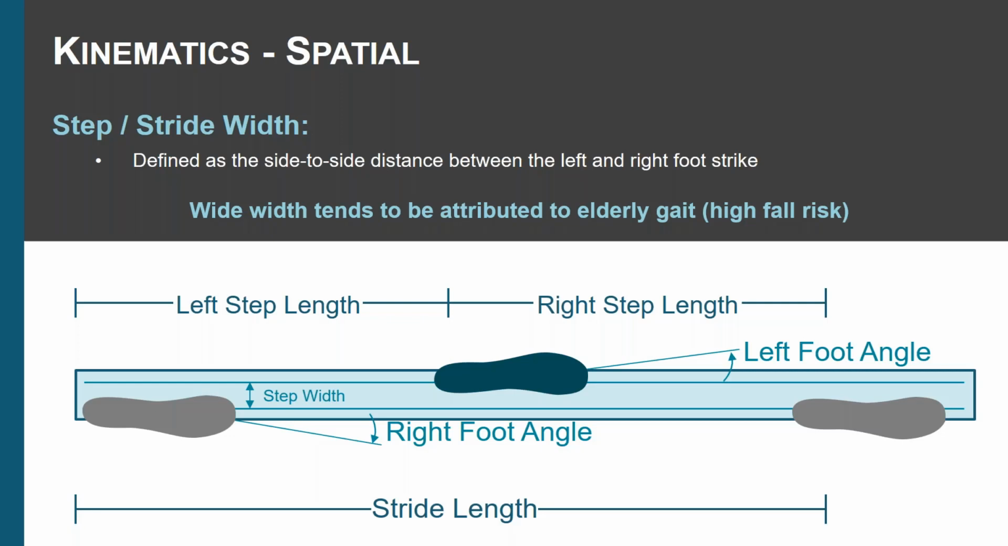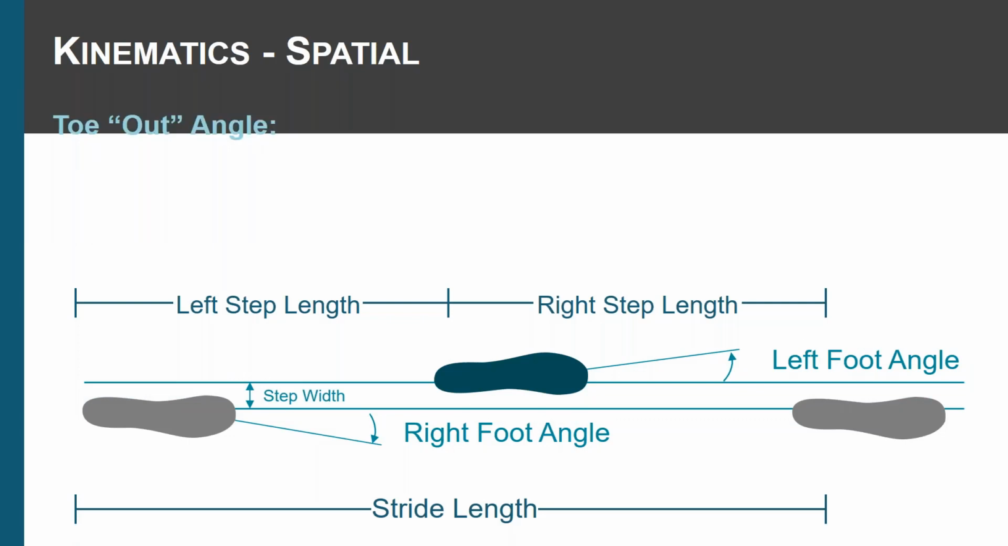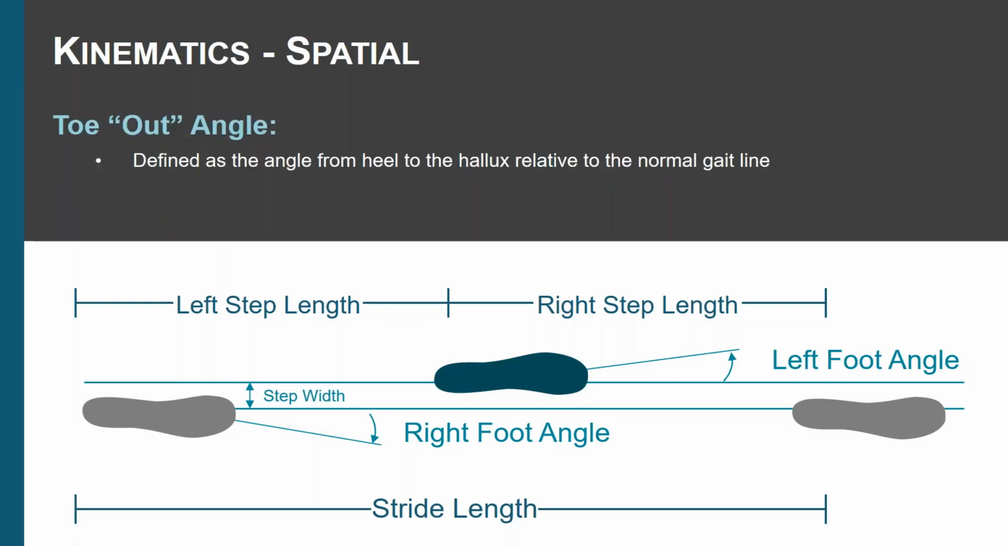And the toe out angle is defined as the angle from the heel to the hallux relative to the normal gait line. You can see our normal gait line here, and then we have our toe out angle here. Optimal gait says 7 degrees is optimal for the toe out angle. Again, while 7 degrees could be a target to shoot for, symmetry between the left and the right is what we're looking for typically to bring a patient back to some type of their normal gait.